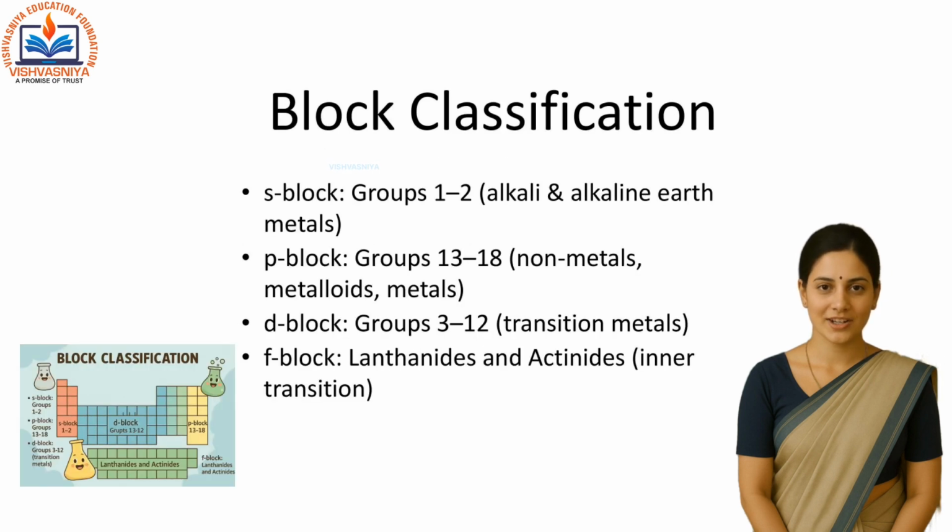Let's break the periodic table into blocks. S block, groups 1 and 2, alkali and alkaline earth metals. P block, groups 13 to 18, nonmetals, metalloids, and some metals. D block, groups 3 to 12, transition metals. F block, lanthanides and actinides, inner transition elements.